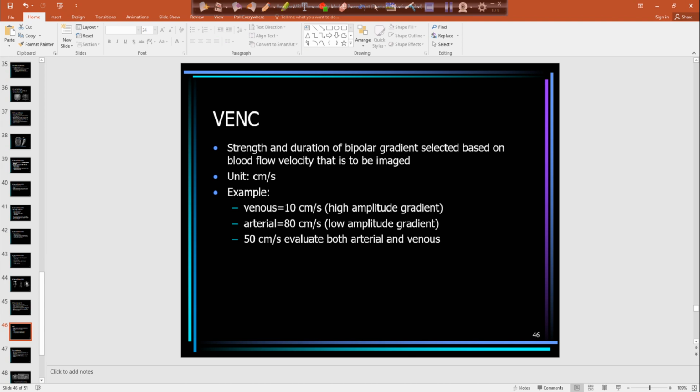So it gives us really good background suppression, the best background suppression out of all of the techniques. You get really good flowing blood signal, but all your stationary tissue is really suppressed, which is really good for high contrast imaging of structure.